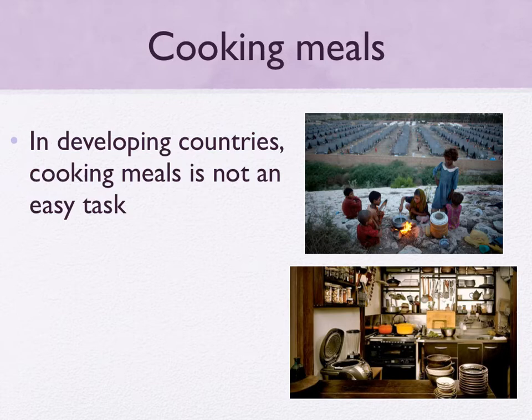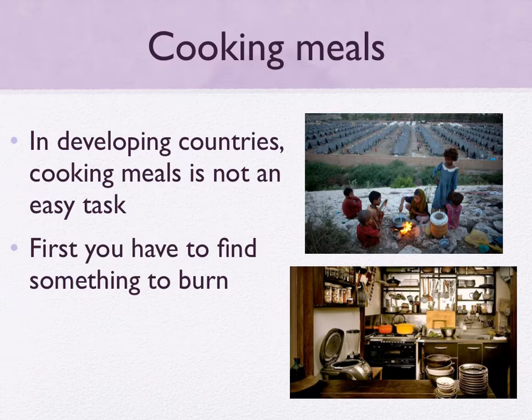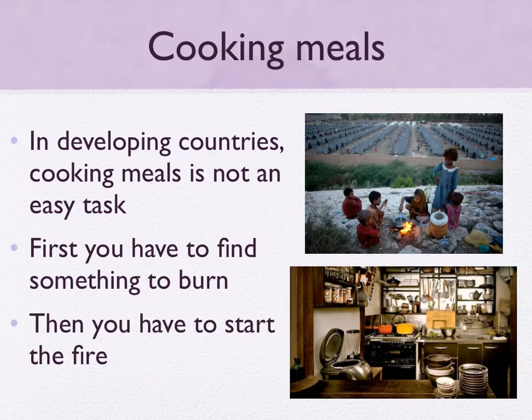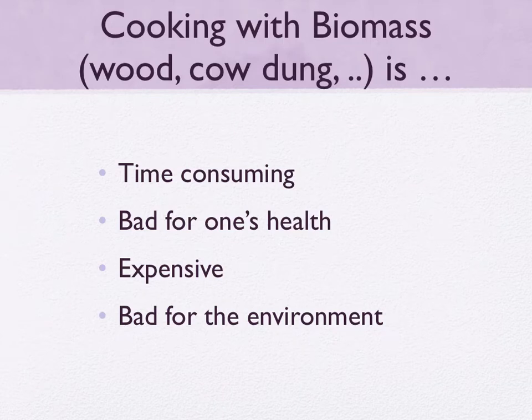So yes, in developing countries, cooking a meal is not an easy task. First, you have to find something to burn, right, for the fire. For us, it's easy. We push a button usually and the gas comes out. And then you have to start the fire. And having tried to do so myself, I know it's a very difficult task. And on top of this, cooking with biomass, again, biomass is wood or cow dung or corn husks, as Matt said, is time consuming, bad for people's health, expensive, and bad for the environment.